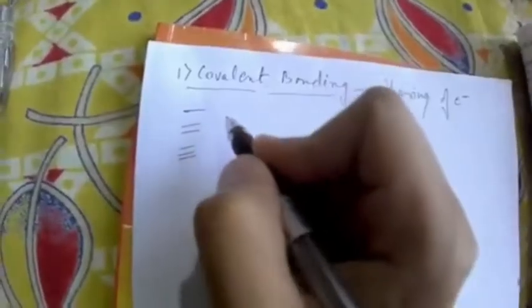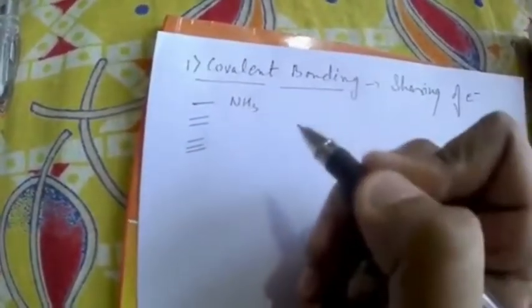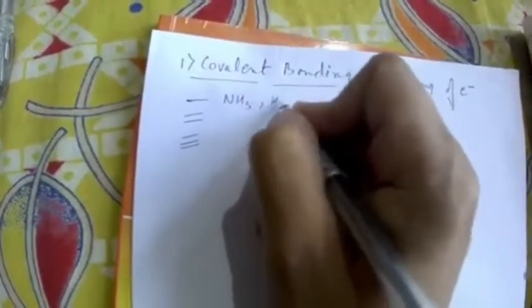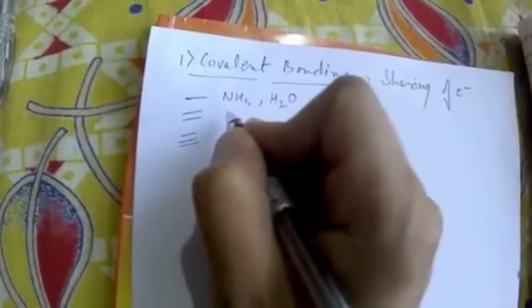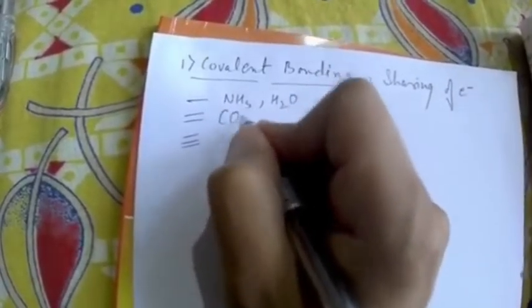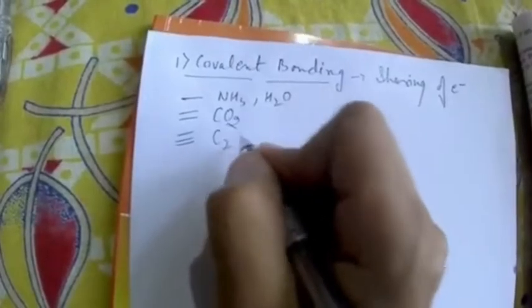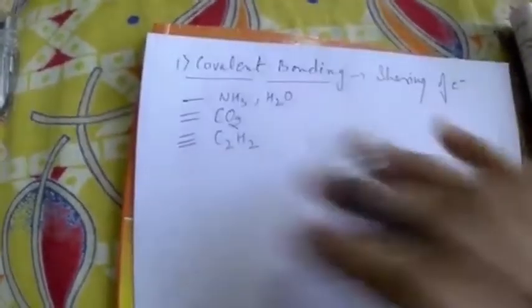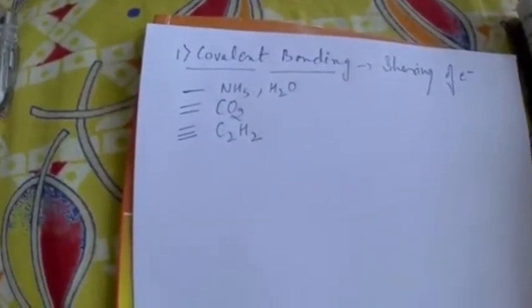For example, in a single covalent bond compound, NH3 is the example. Then many other examples like H2O. Whereas in double covalent bonding, the example is CO2. Whereas in triple covalent bonding, the example is C2H2, ethyne gas. However, we will discuss this gas later on in organic chemistry also.